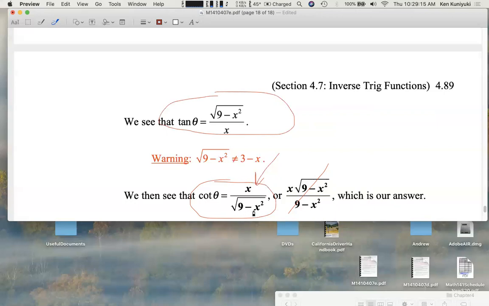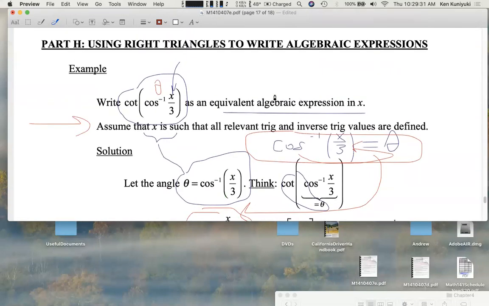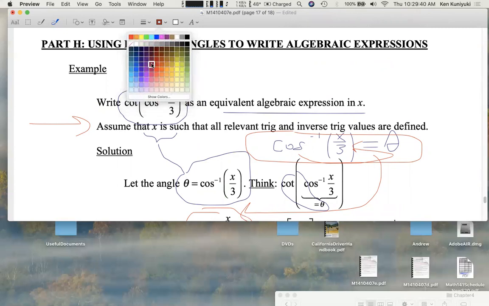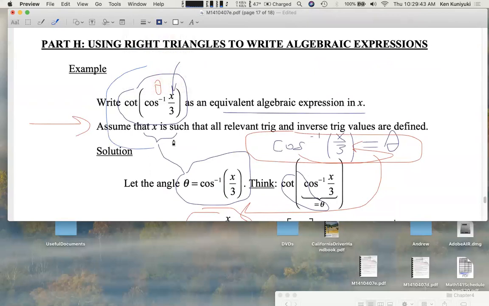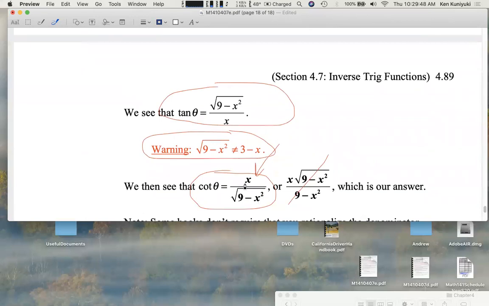By the way, the square root of 9 minus x squared is not 3 minus x. We do not take square roots term by term, so please do not try to simplify this to 3 minus x. Now, I claim that this is our expression for cotangent of theta. It's a simplified algebraic version of cotangent of theta, where theta was all this inside here. So my claim is that this expression I have in blue here is equivalent to x over the square root of 9 minus x squared, as long as we don't have any domain problems.